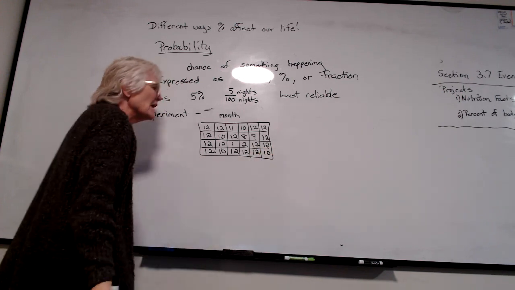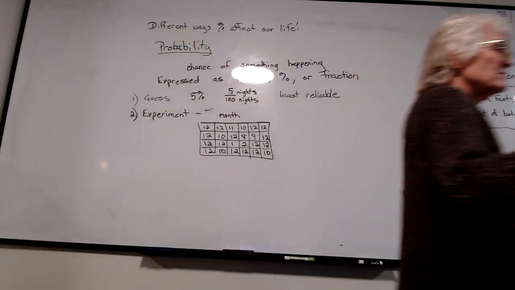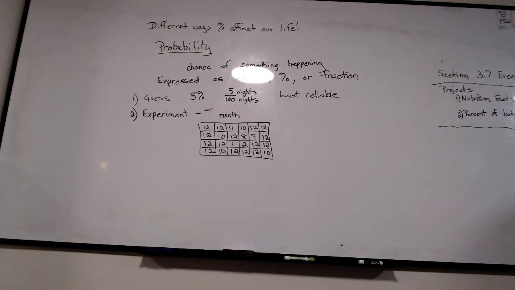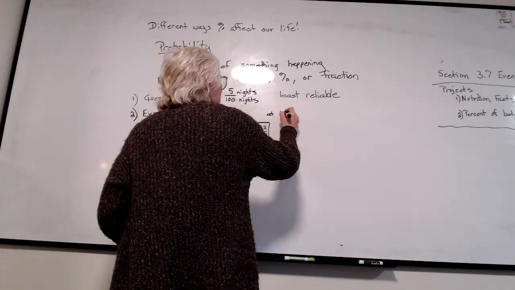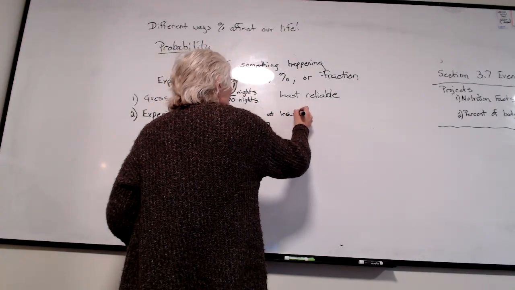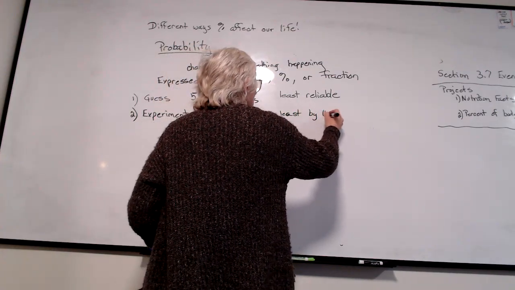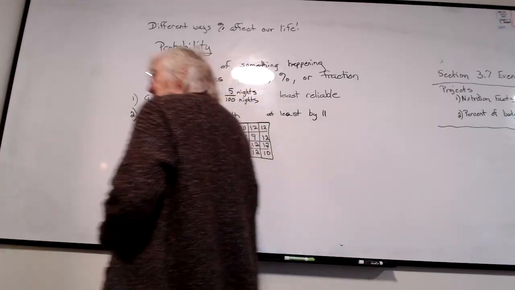Okay. So this would be an experiment. You're going to actually do some recording. You're going to do the work of seeing what you actually do. Okay? So you go through and then you would say, okay, at least by 11, or 11 and before. Okay?